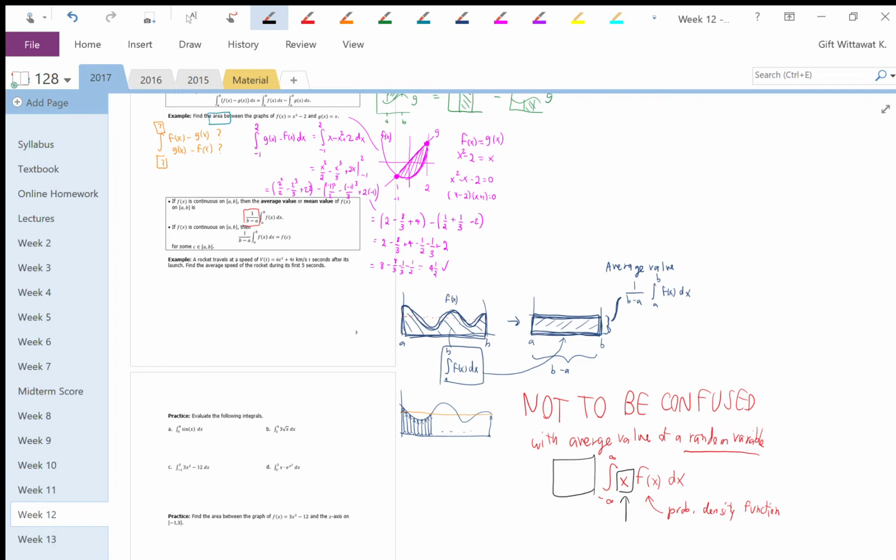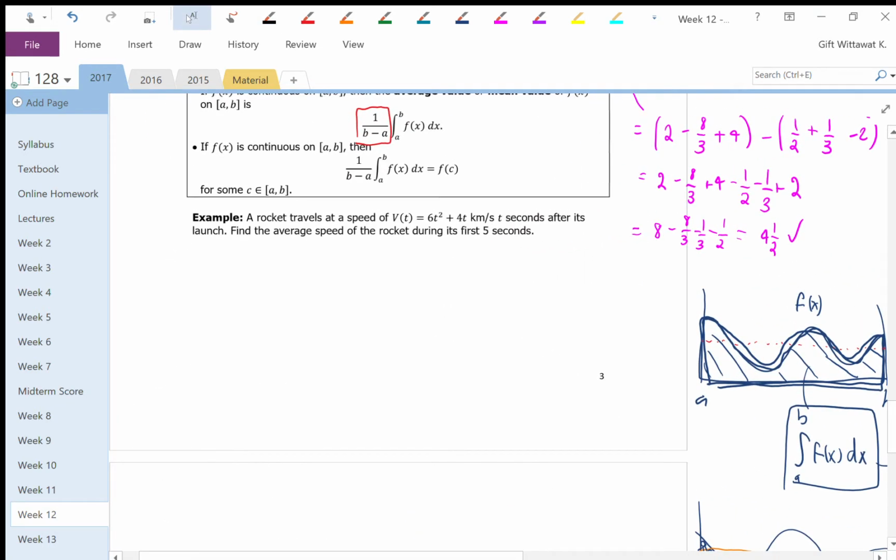Anyway, let me go back to the example here. I have a rocket and it travels at a speed of 6t squared plus 4t kilometers per second, t seconds after its launch. I'd like to find the average speed of the rocket during its first 5 seconds.